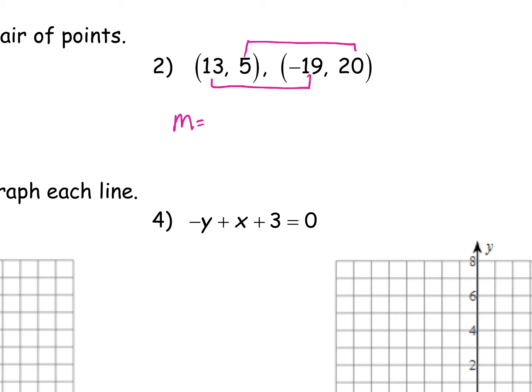So same thing for this one. I'm going to subtract my y's, subtract my x's. So this time I did 20 minus 5 over negative 19 minus 13, which gives me 15 over negative 32. Is that right? Yes. Okay. So it doesn't simplify, so done. Questions? Everyone okay? Awesome.